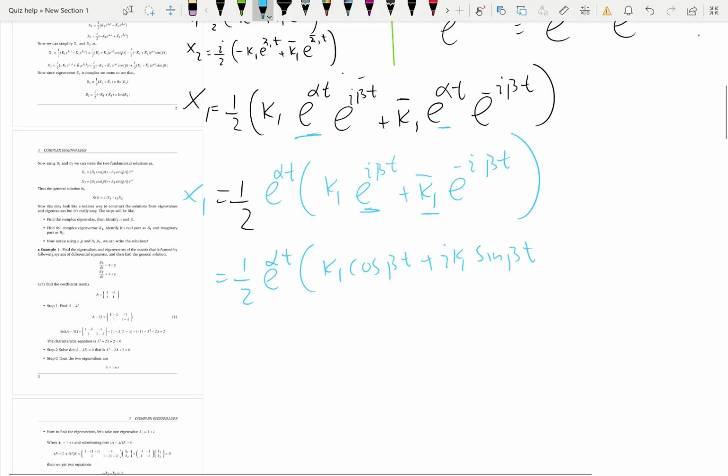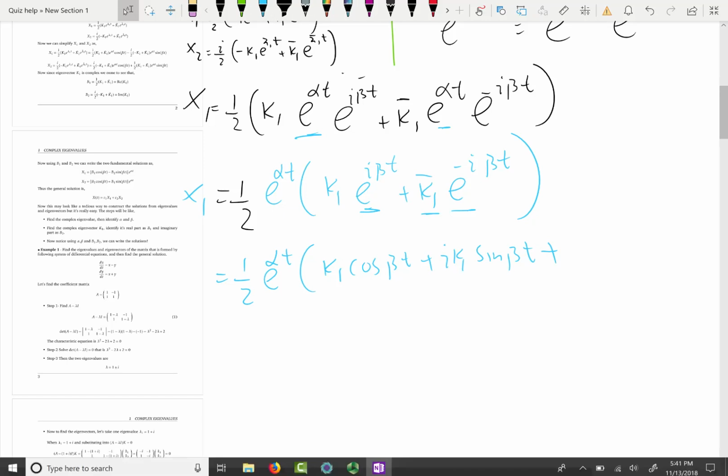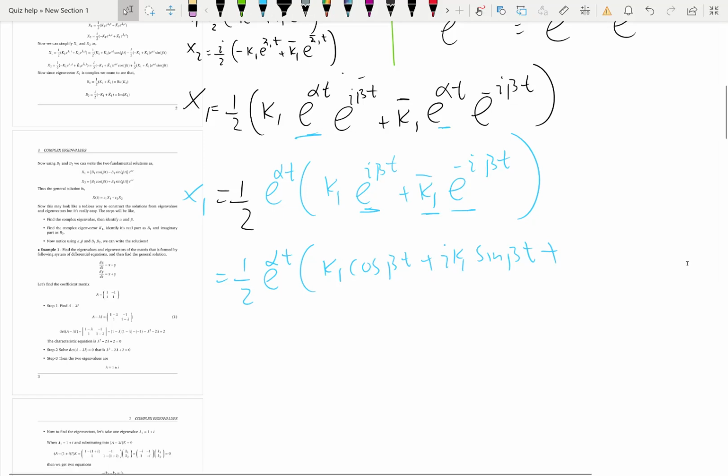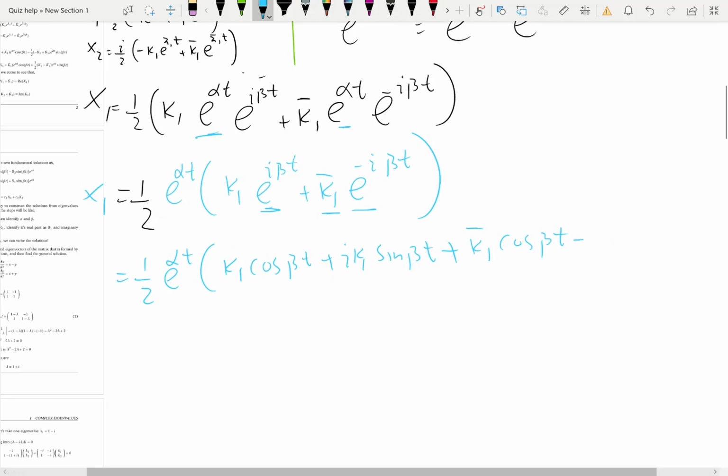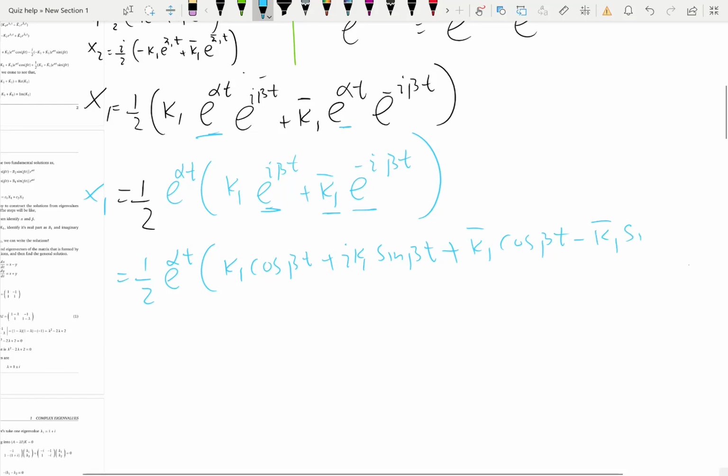Now here k1 bar plus e to the negative i beta t is really cosine beta t minus i sine beta t. So we can write k1 bar cosine beta t minus i k1 bar sine beta t. Okay, all right. So now we have this.